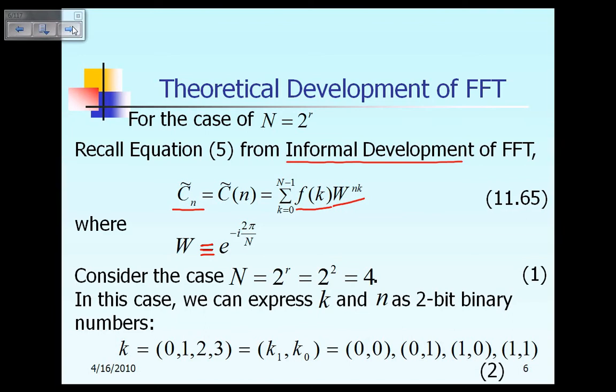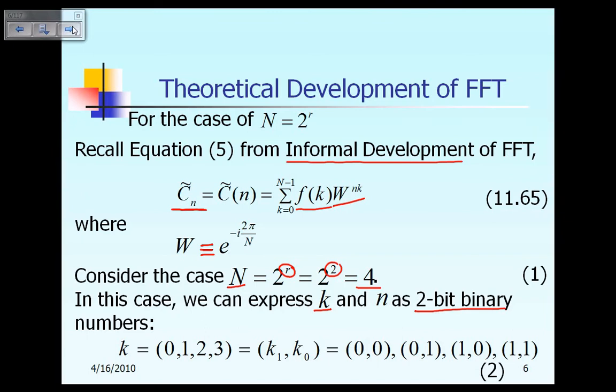So, with the definition of w as shown in equation 1, we can compute the unknown c theta n vector based on equation 11.65. Now, let us consider the very specific case where capital N is equal to 4. If expressed in terms of 2 raised to the power r, it implies that r must be equal to 2. Because r is equal to 2, we can express the index k using 2-bit binary form.